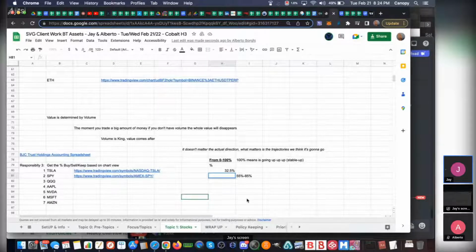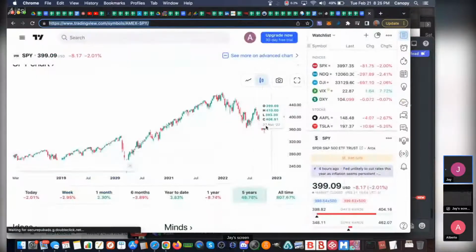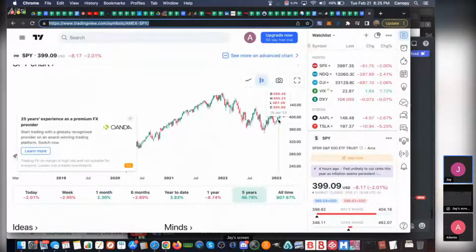So in this case, let's just say 65%. That sound good? Yeah, 65. Stable up. It's probably going to go up. Not stable up. Stable up would be 100%. The fact that it's not stable up and instead it's actually flat with a little bit of up, 67%. You see the difference?